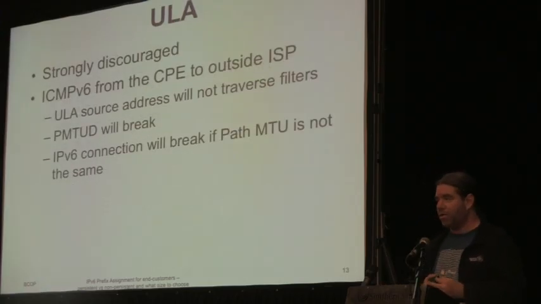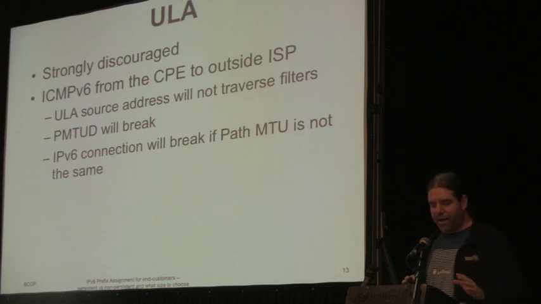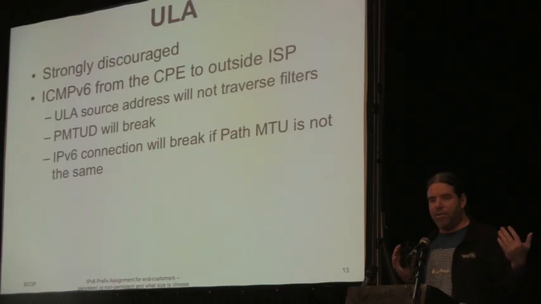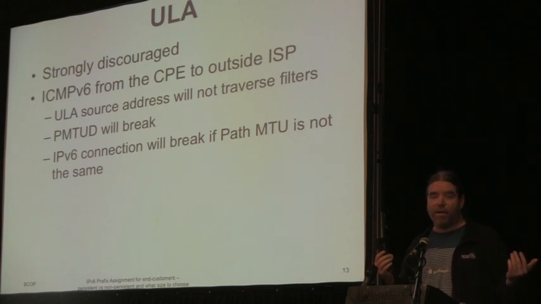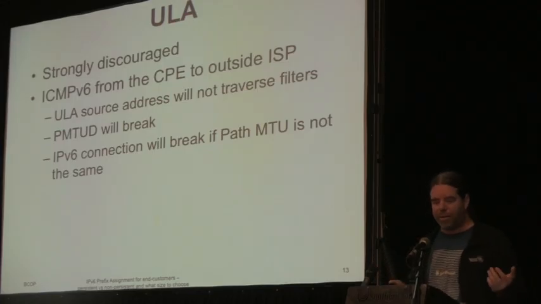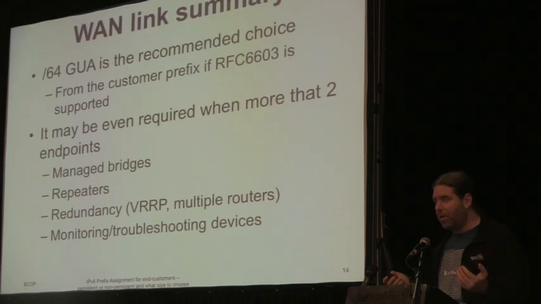Okay, ULA, strongly discouraged. Forget about your IPv4 knowledge. Don't do it. ULA is just not the way to go to number the one links. Of course, you will break PathMTU discovery. A ULA source address will not traverse the filters outside your network, and the IPv6 connection will break if the PathMTU is not the same. Because when the PathMTU discovery process starts, the CPE will start sending packets to the outer world out of its IPv6 ULA address, and that should not go anywhere. So, one link summary, use /64.